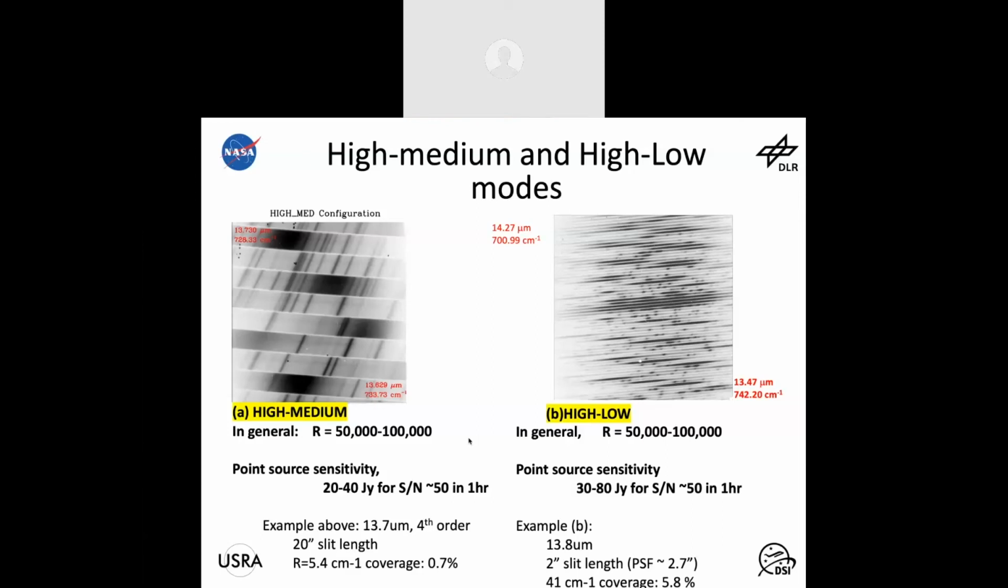So in point source sensitivity, in the same sense of getting a signal to noise 50 spectrum in about an hour, you need a source that's about 20 to 40 Janskys, depending on the wavelength, for the high-medium mode, and you need to approximately take a factor of 1.4 less sensitive for the high-low mode. But the instantaneous wavelength coverage is where the high-low mode comes into its own, because for very bright sources, you can get about 6% of the operating wavelength in a single observation and scan a very, well, for us, we consider it a very big region of the spectral range at a time.